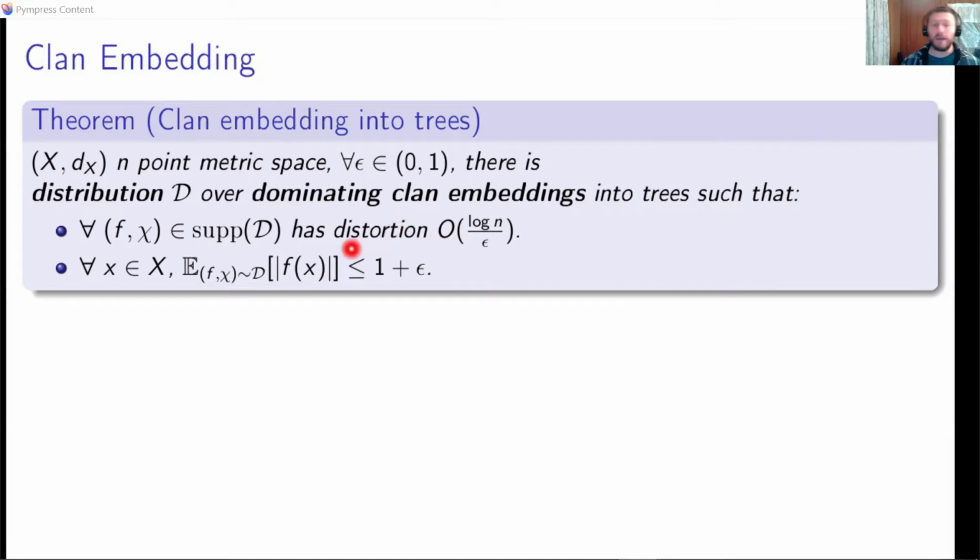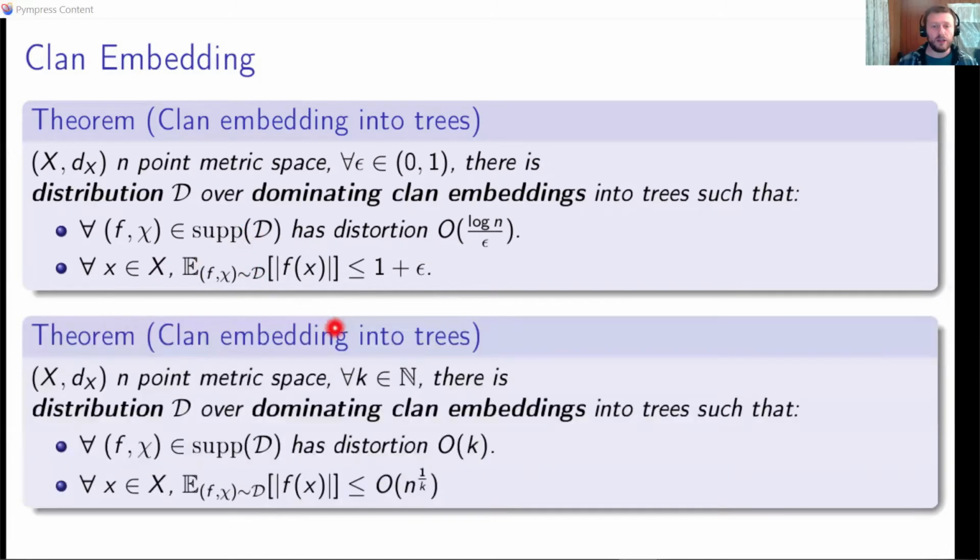So there will be some embeddings in the distribution where there will be more than one copy, but in most of them there will be only a single copy for X. So again, the payment here is in the number of copies instead of in the distortion.